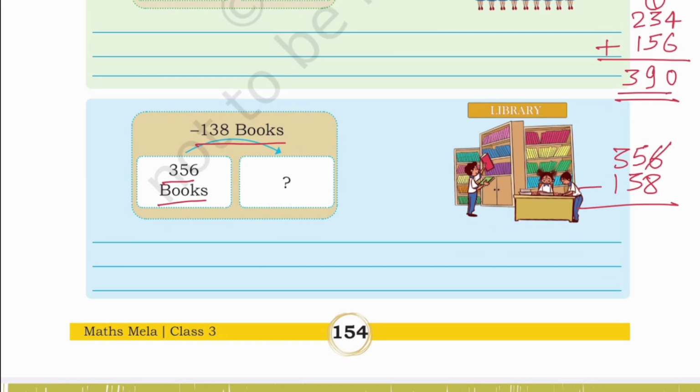Okay, 6 could be written as 16 and 5 could be written as 15. If 1 is taken from 5 and given to 6, it becomes 16. And 5 will become 4. 8 taken from 16 will give you 8, and 3 can be taken easily from 4. You will get 1, and 1 taken from 3 will give you 2. That means 218. The number of books that will remain is 218.